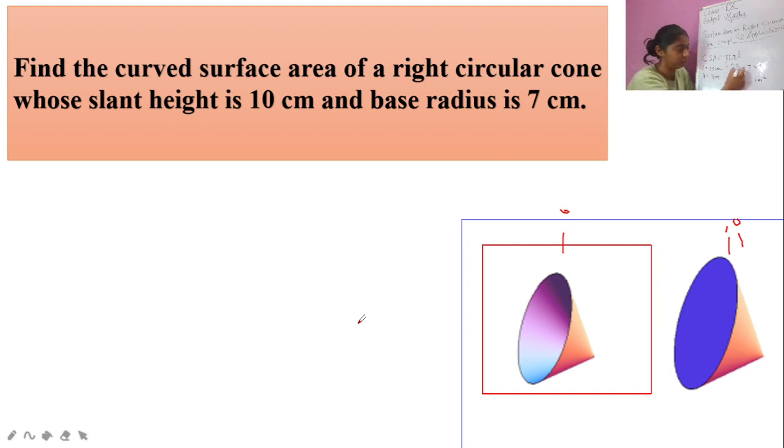Yes, if you cancel out all the terms, we get 220 centimeter square. So this is our curved surface area of a right circular cone. Okay, so please note it down and match your answer with my answer. Do you get the same answer? And those who get it, write down your answer in the comment box.